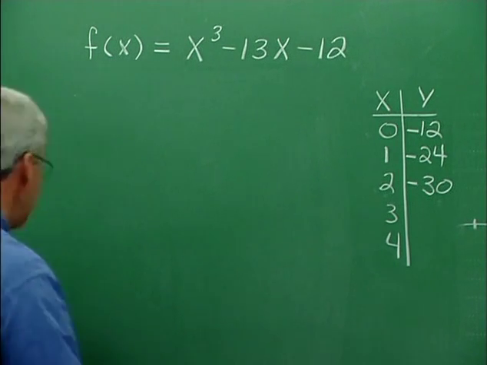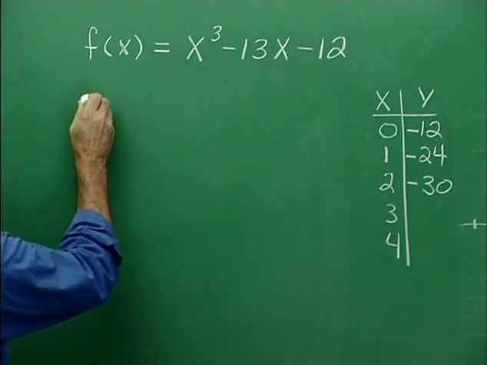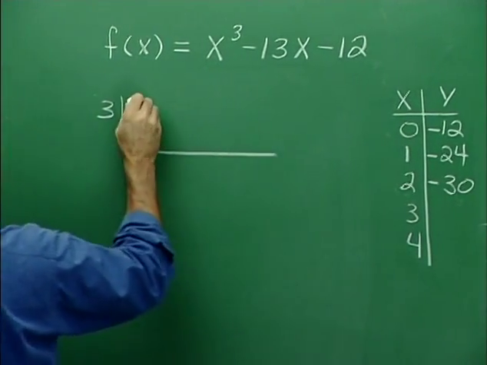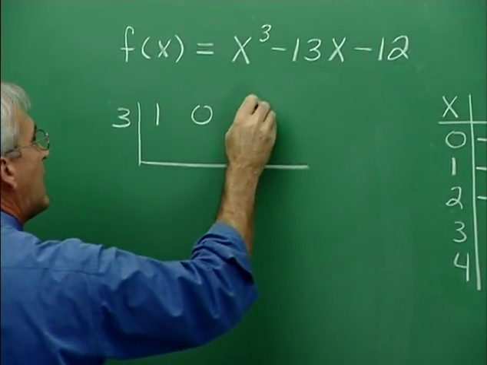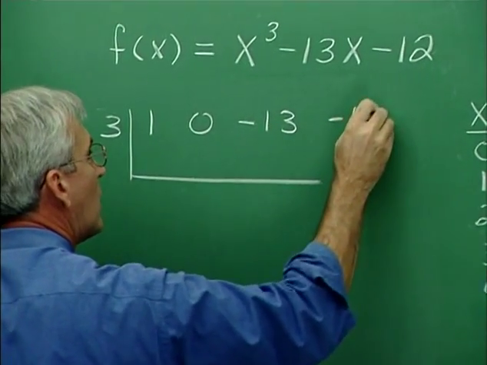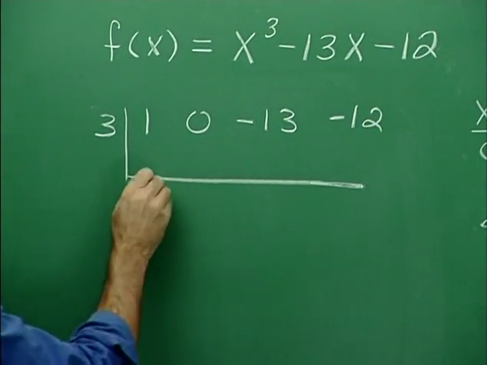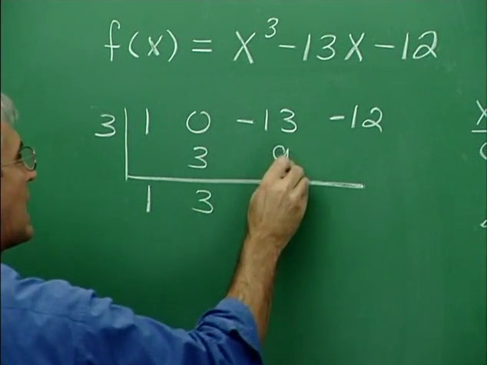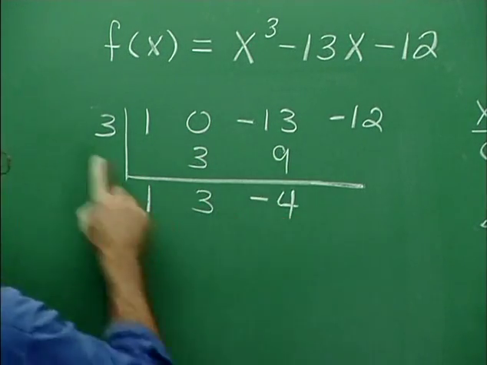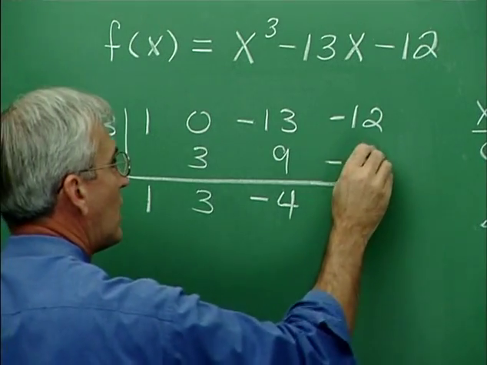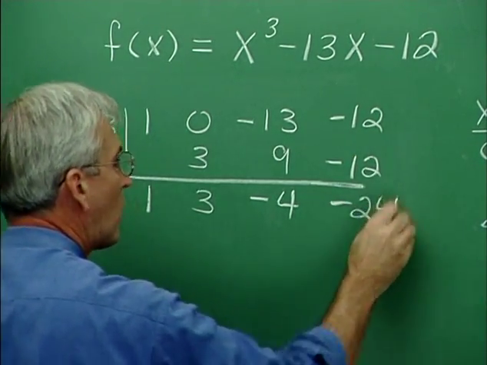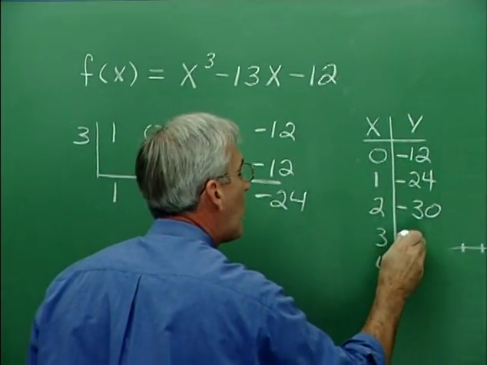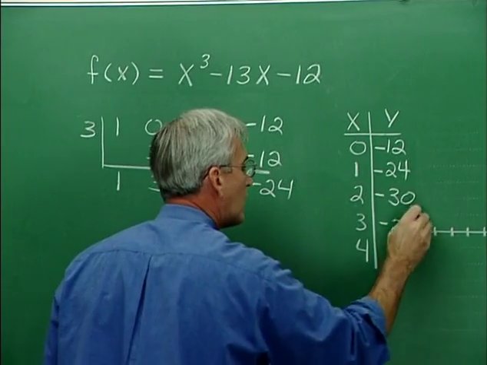And it would look like this. So let's see. F of 3 means 3 into 1, 0, negative 13, negative 12. And bring down the 1. 3 times 1, 3. Together 3. 3 times 3, 9. 9 with negative 13 is minus 4. 3 times minus 4, minus 12. Together minus 24. So f of 3 is negative 24. So the point 3, negative 24 is on the graph.